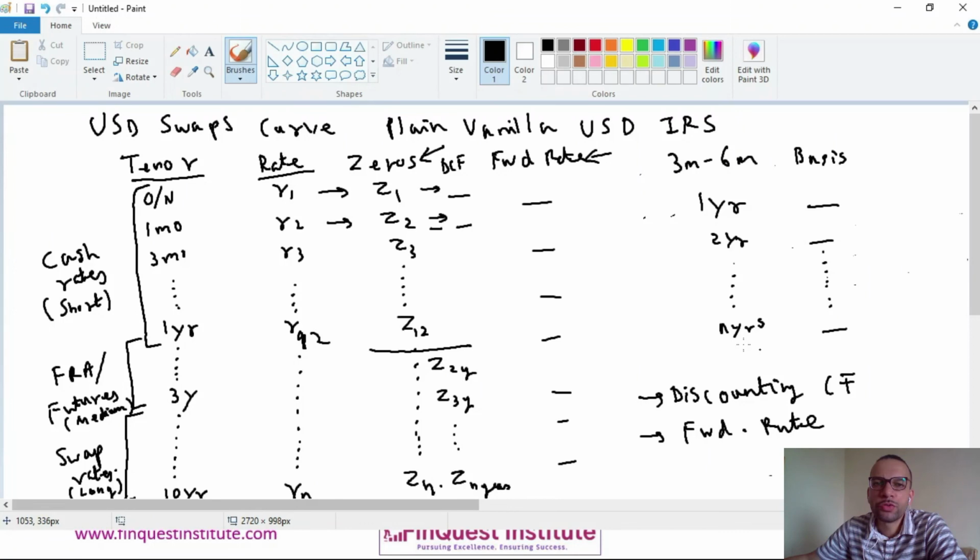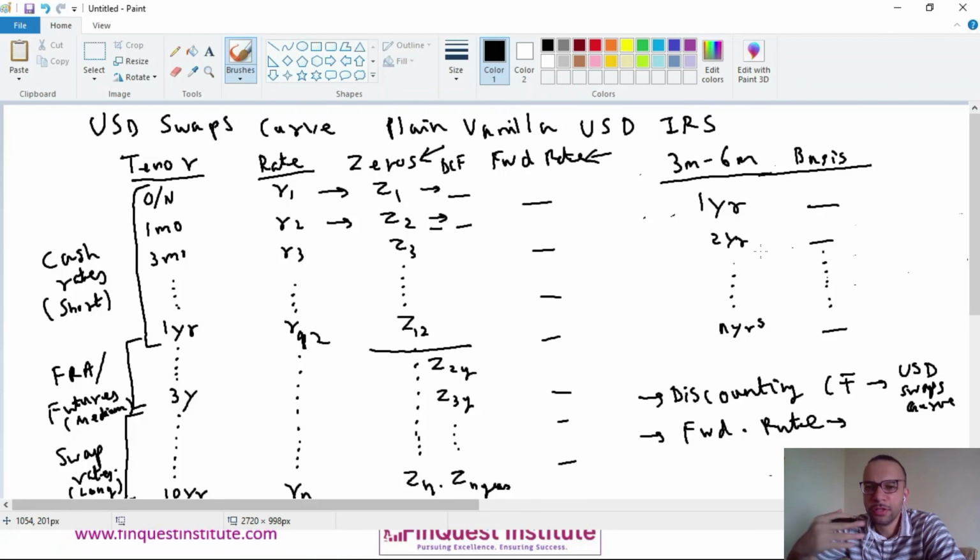Discounting of your cash flows will be based on the DCFs which you calculate via your zeros, which you calculate via your bootstrapping engine. This will remain the same. Your DCFs will not change. Your DCF will be based on the USD swaps curve. However, when you're calculating your forward rates, that is where you have to use this basis adjustment, that is the 3M, 6M basis, which is quoted in the market. You make this adjustment on the zeros which you have calculated, and then you use this new curve to calculate your new forward rates.